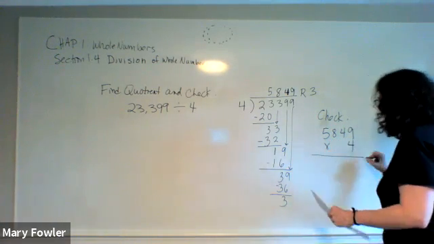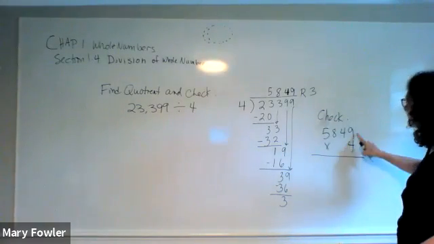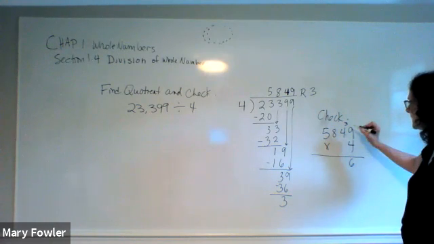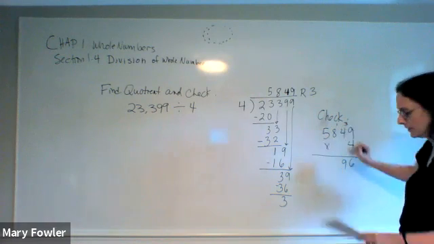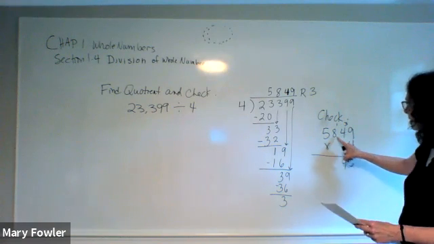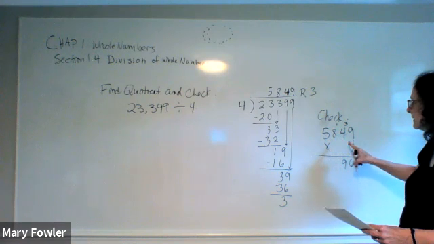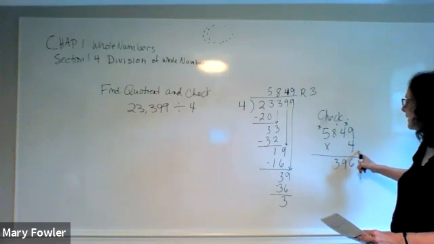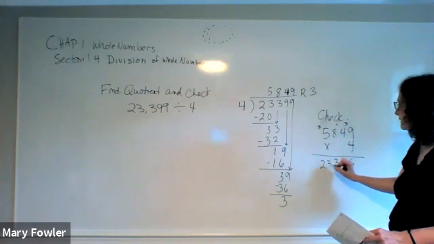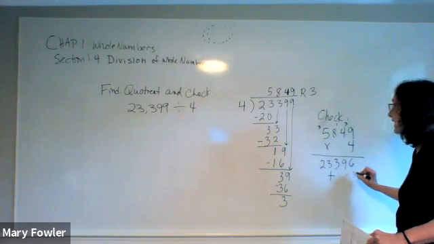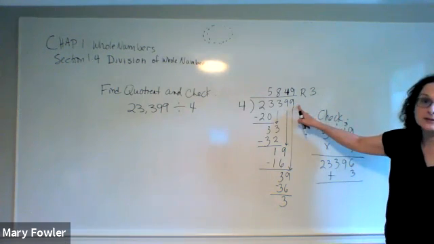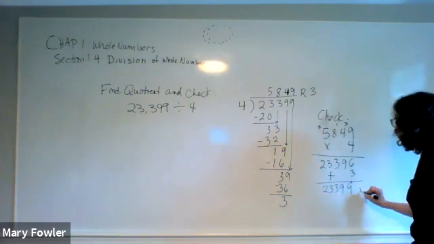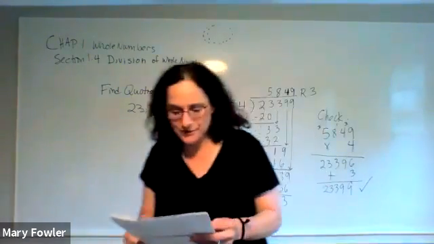times 4. Okay, 4 times 9 is 36. 4 times 4 is 16. 19, carry 1. 4 times 8, 32, and 1 is 33. And 4 times 5 is 20, plus 3 is 23. And now what I need to do is add the 3 and see if it brings us back to the original number. And it does. So yes, we are all set.